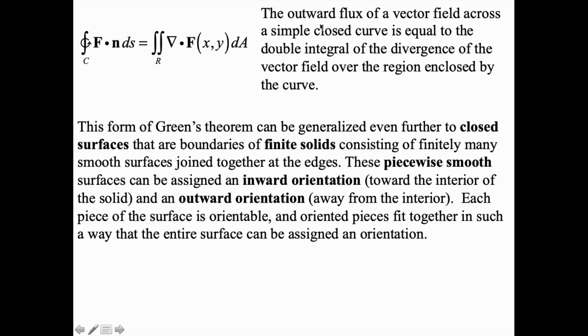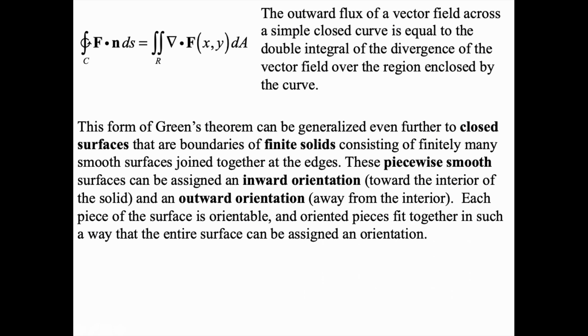Okay? So again, this trick can lead to another trick. You can extend this approach in 2-space and take it to 3-space. This form of Green's theorem can be generalized to closed surfaces that are boundaries of finite solids. So we're going to take it to another dimension. Those finite solids can consist of finitely many smooth surfaces joined together at the edges. These piecewise smooth surfaces can be assigned an inward or an outward orientation. Each piece of the surface is orientable, and oriented pieces will fit together in such a way that the entire surface can be assigned an orientation.